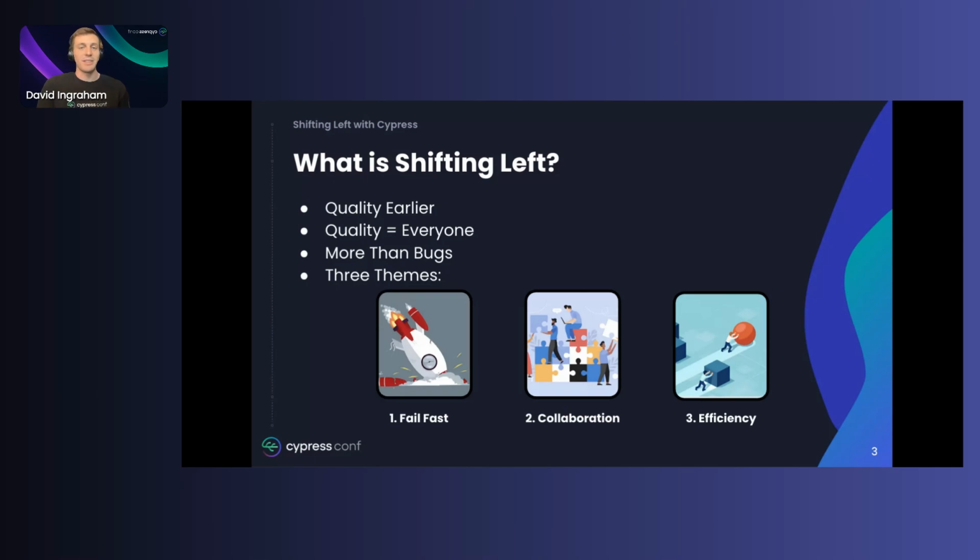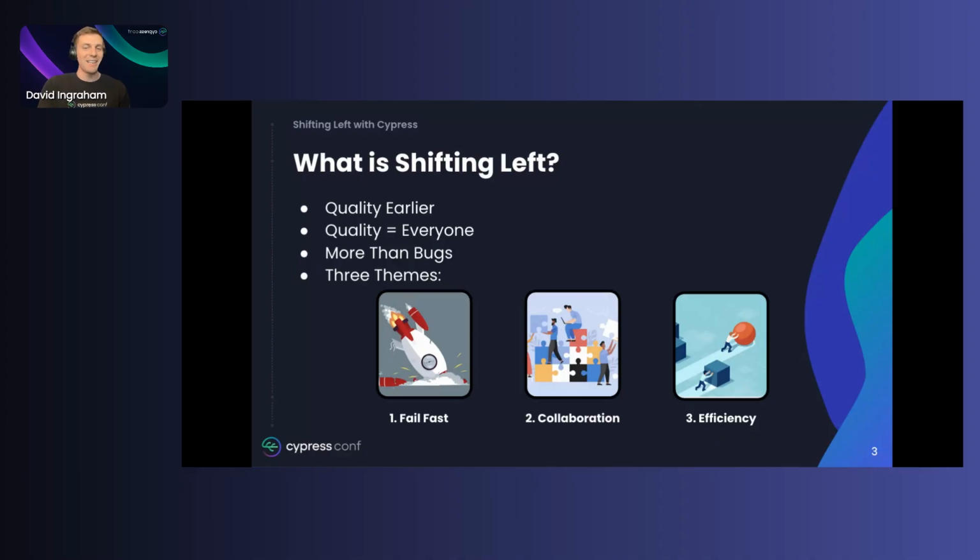This then means that with shifting left, quality gets owned by everybody, not just QA, not just testers, but devs, product, even that one intern who decided to push to production on Fridays and took down AWS for a day and a half. It's about everybody owns quality.